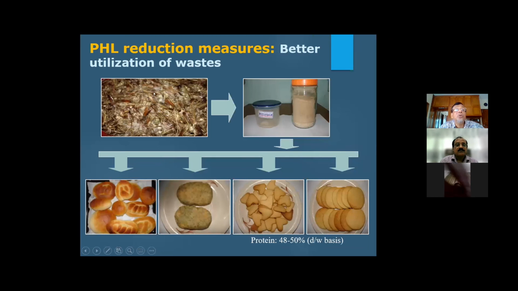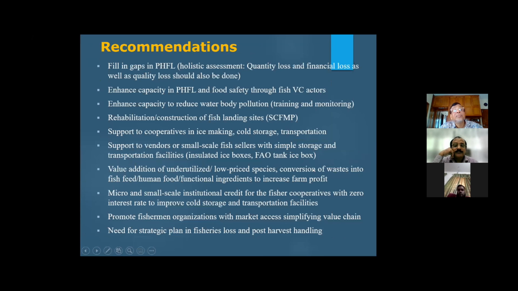We have also assessed the nutritional value of some waste. Almost all of the waste we have assessed, and as you see the shrimp shell, we found that about 50% protein is there. So we made very stabilized shrimp shell powder, and using this shrimp shell powder, we have fortified many different human foods.